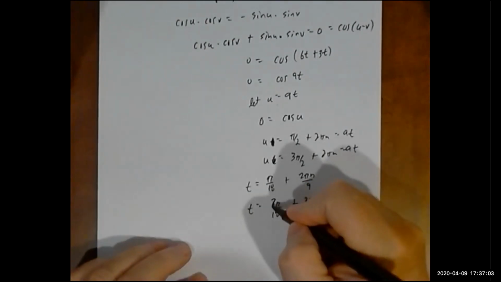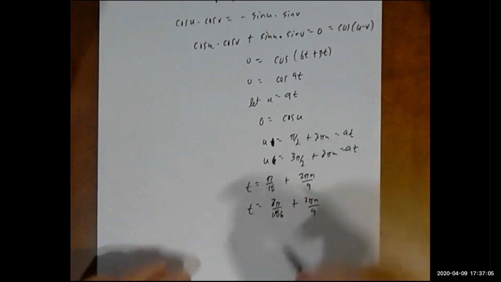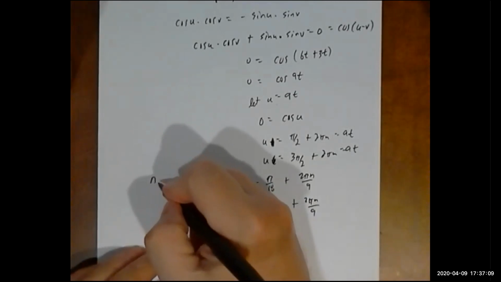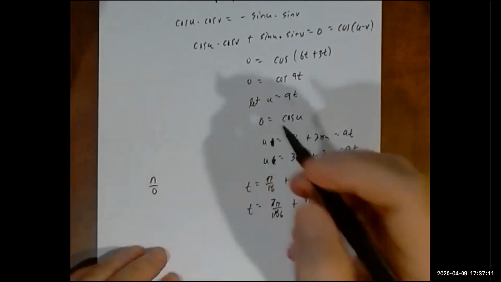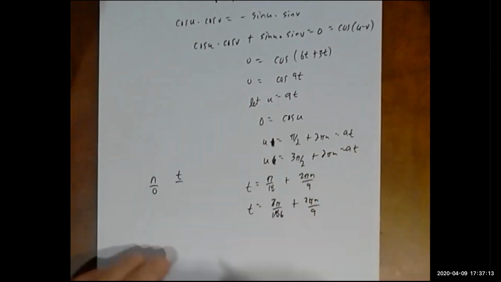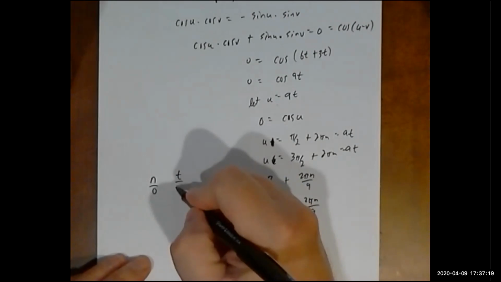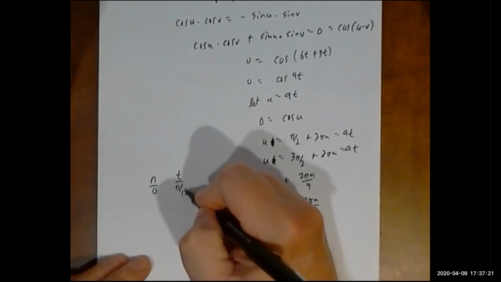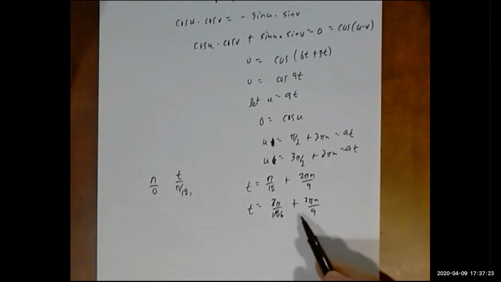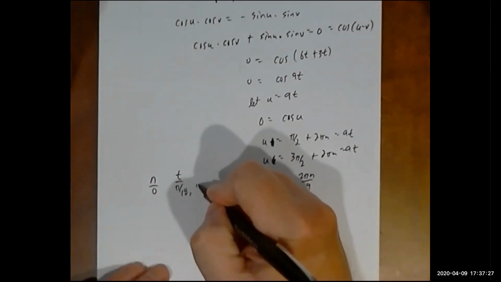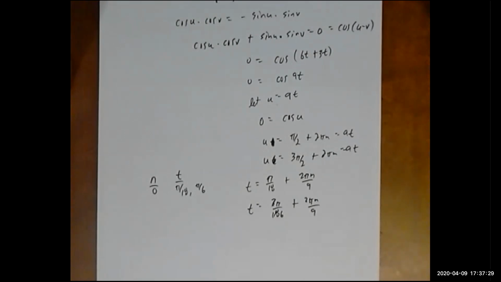Of course, this was just down to pi over 6. So now, I want to see the solutions between 0 and pi. When n is 0, you get pi over 18, and you get pi over 6. How about when n is 1?